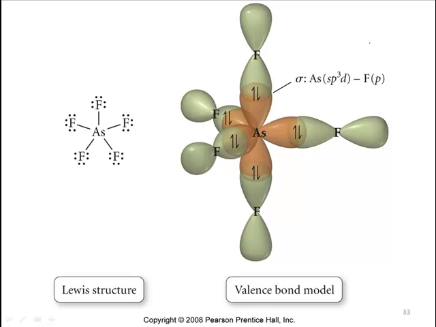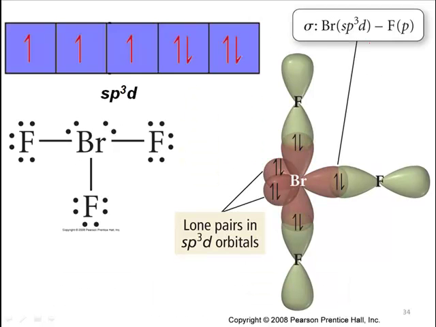The next one here, okay, is arsenic pentafluoride. Again, you have the sp3d sharing here. Here is one that is seesaw shaped with the lone pairs.